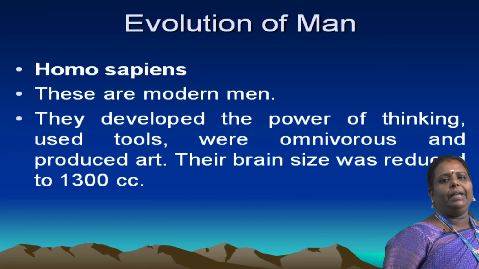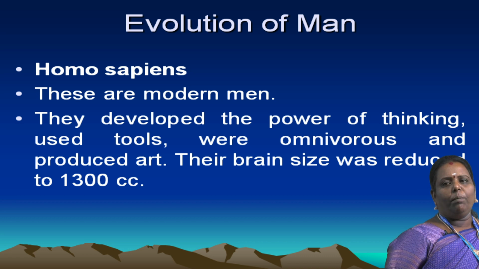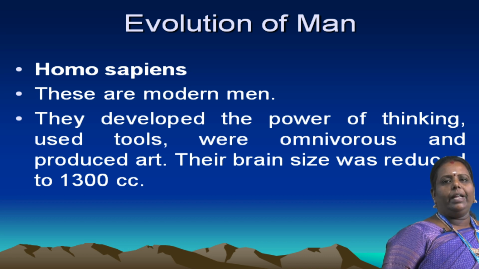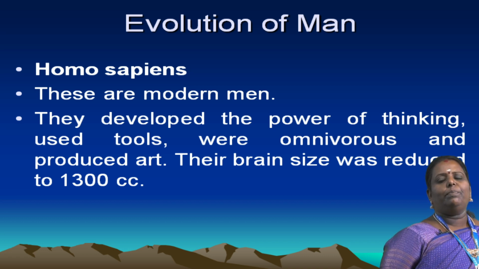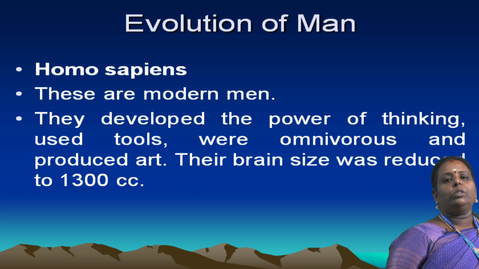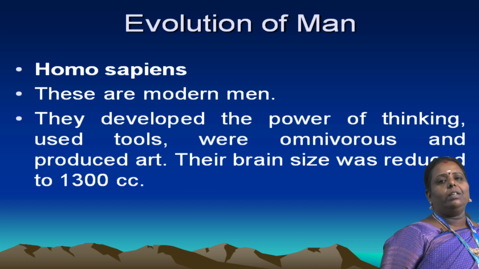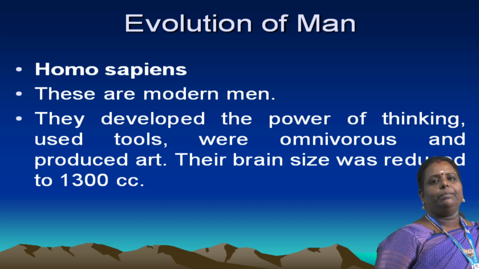The Homo sapiens, these are the modern man. They developed the power of thinking and used tools. They were omnivores. Already I told you about carnivores, this person was also an omnivore. Omnivore means they eat both plant and flesh material. They produced art. They drew things. The brain size is also 130 cc.